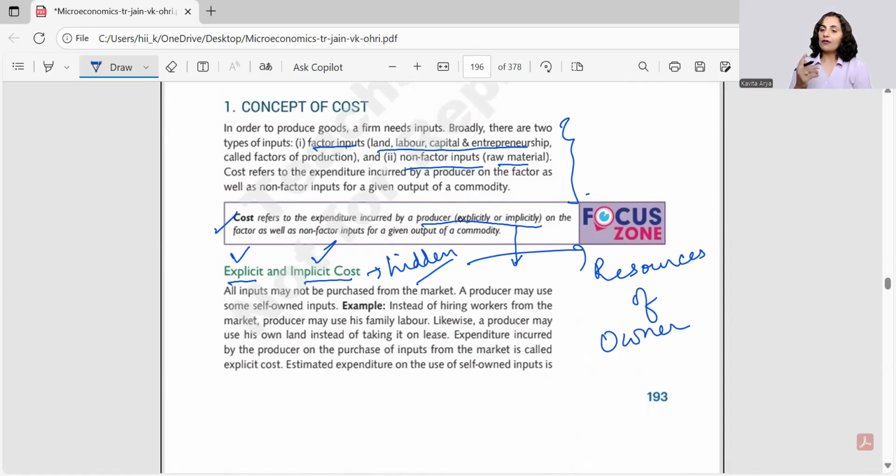What does it mean? For example, the owner is working in one of his own rooms, right? He hasn't taken any rented property to work in. So what is he doing? He is actually saving the rent which would have gone out, or he is sacrificing the rent which he would have earned had he given this property to somebody else. So what is this? This is the cost associated with the production. And what do we call it? Opportunity cost.